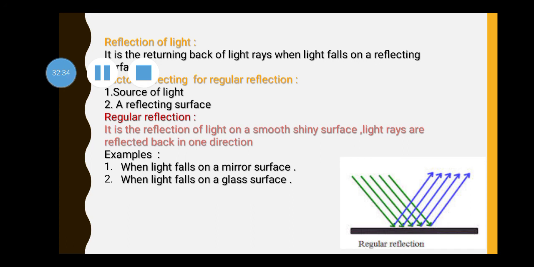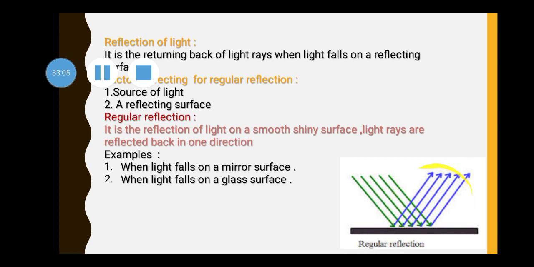So reflection of light is the returning back of light rays when the light falls on a reflecting surface. And we should have two things: a source of light, which is any source of light like an electric lamp, and a reflecting surface like the mirror. So regular reflection is a reflection of light on a smooth and shiny surface, and light rays are reflected back in one direction like we are seeing in this picture.